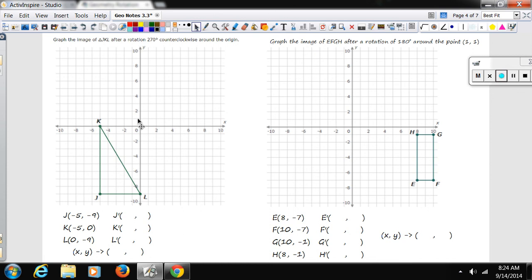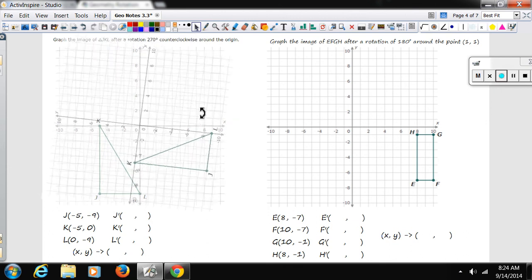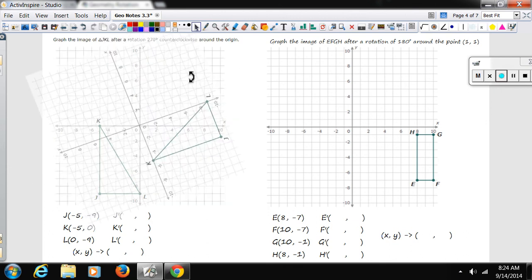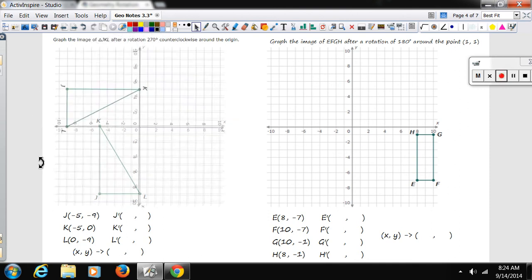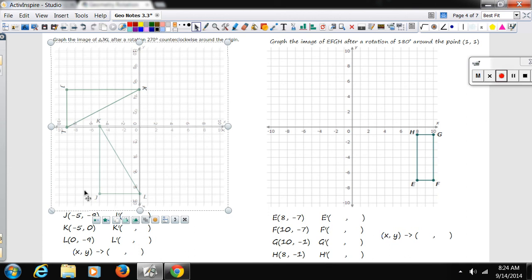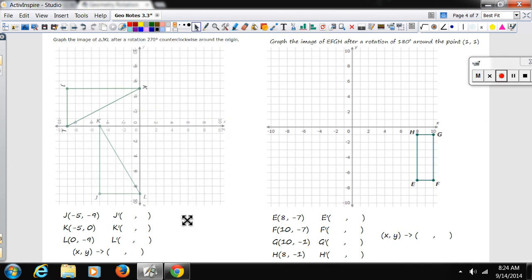And a lot of times you can just spin your paper around. If they're telling you to go 270 counterclockwise, 270 would be 3 turns. Each turn could be 90 degrees. There would be 90, another 90, that'd be 180, and another 90, that'd be 270. You can physically turn your paper 3 turns, and you would see your triangle over in this quadrant over here. And we could get our new coordinates.